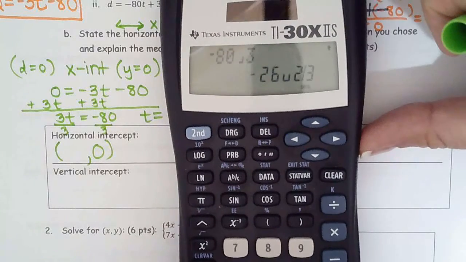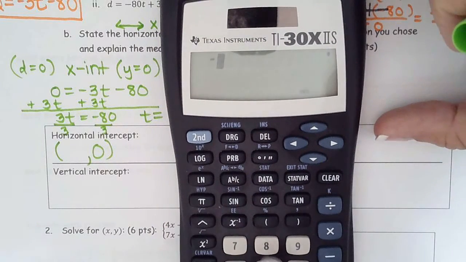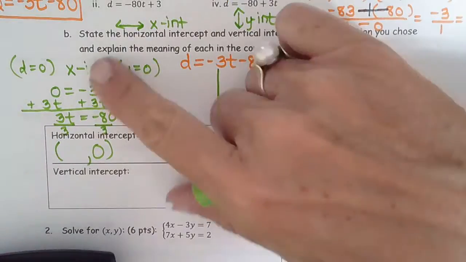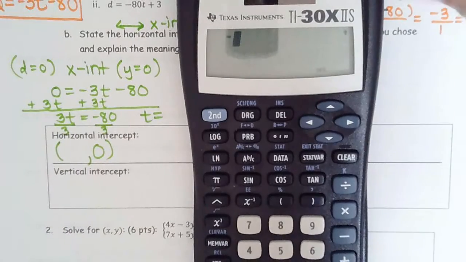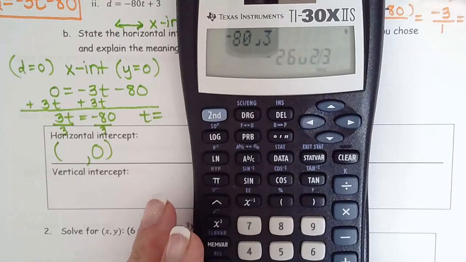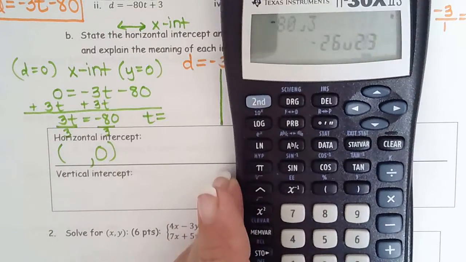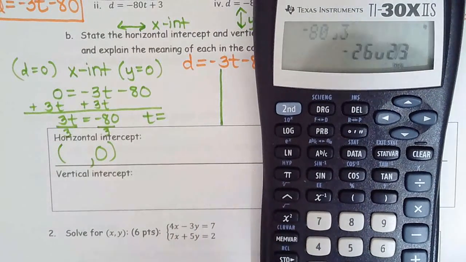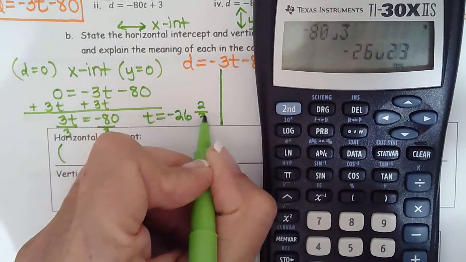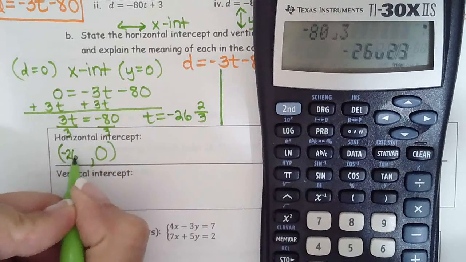One thing students do wrong on this is they do negative 80 divided by 3, and then they round the number off. Don't do that. This is not money. You're never allowed to round if you're not asked. Since I saw nothing that talked about rounding, that's why I went negative 80 fraction bar 3. Then it gives me an exact answer, not a rounded answer. So if it doesn't say round, then you use the fraction bar key. So t is negative 26 2/3.